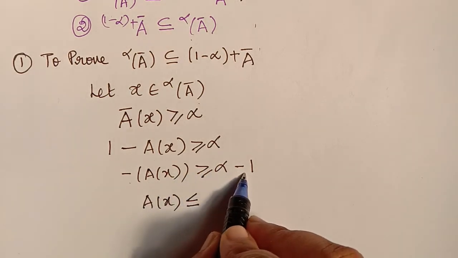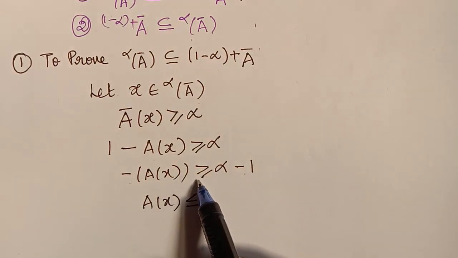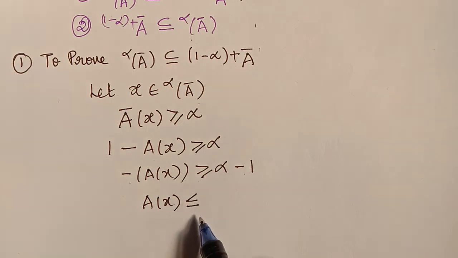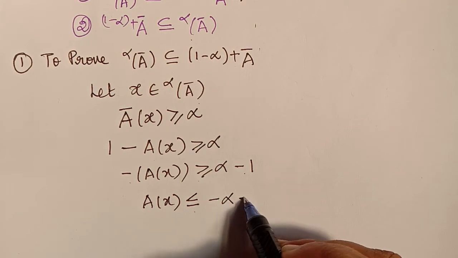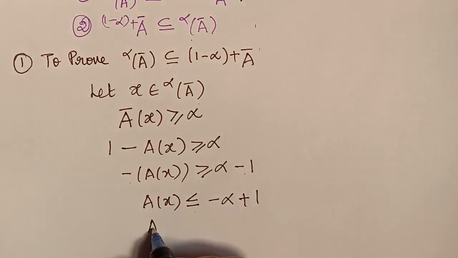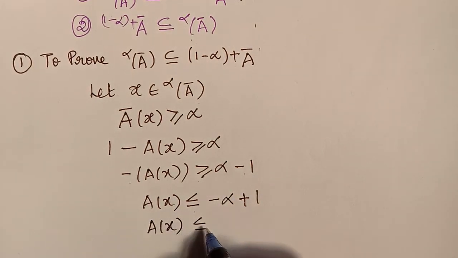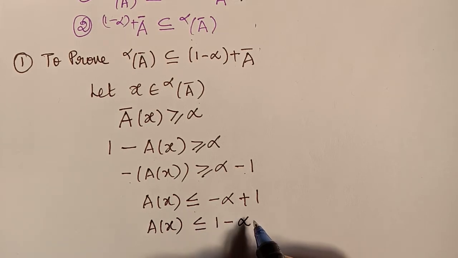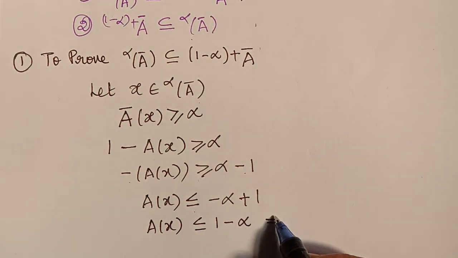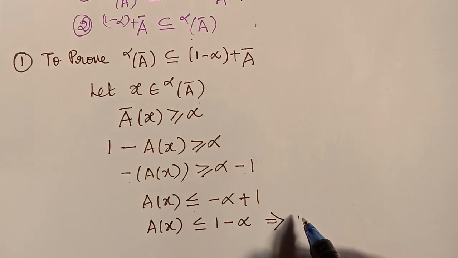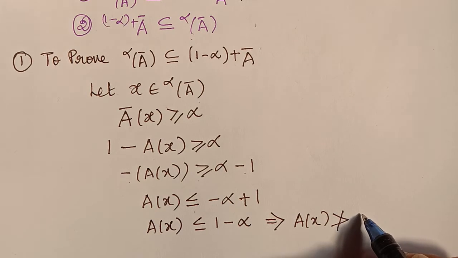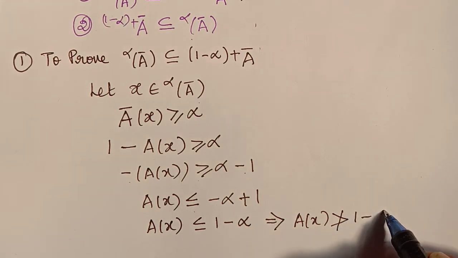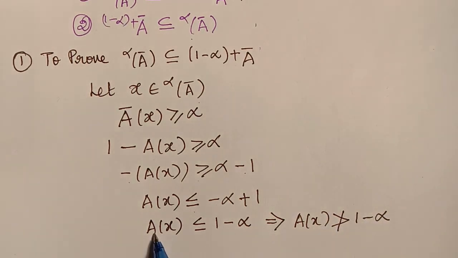Whenever we change the sign on both sides, if we have an inequality greater than or equal to, it will change to lesser than or equal to. And here this will be negative alpha plus 1. So this can be rewritten as A of x lesser than or equal to 1 minus alpha. So this implies that A of x is not greater than alpha, 1 minus alpha. So here we see that A of x is less than or equal to 1 minus alpha.